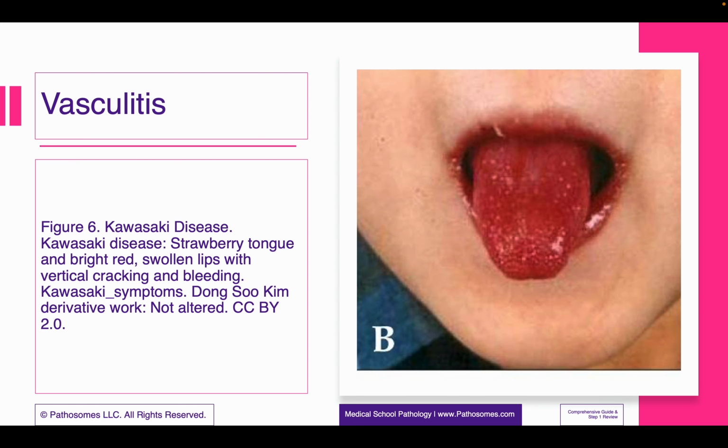Now this patient has a vasculitis that affects their tongue. This is classic strawberry tongue associated with Kawasaki disease. Now, what other critical organ is involved with Kawasaki disease that pumps blood? Right, the heart. The heart is involved with Kawasaki disease.